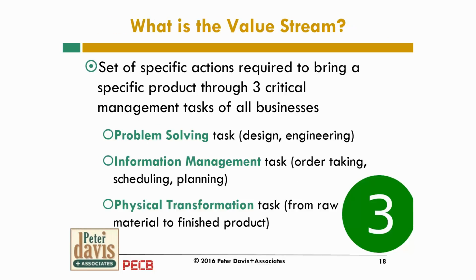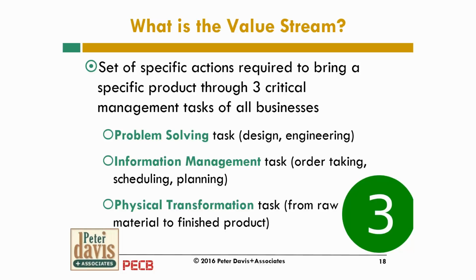To do that, we have to come up with a value stream, which we said was a set of actions required to take an input and turn it into an output. Typically, we have three critical management tasks in our organization, such as a problem-solving task, which is up front. We do our design, we do our engineering, and then we have our information management tasks, where we do things like order taking, scheduling, planning, and then we physically transform something from an input to a finished product. So the value stream is all the activities that affect a product.